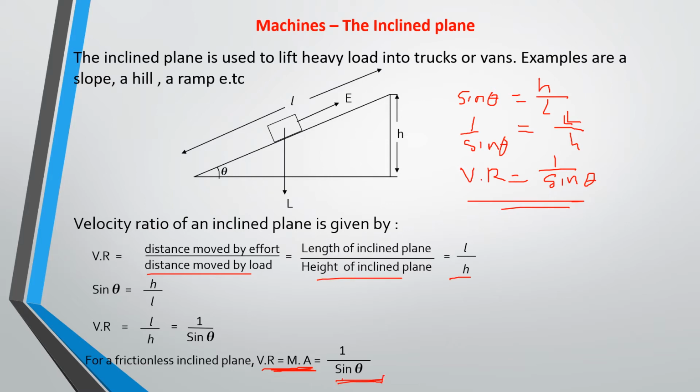So what you really need to take note of for inclined plane is the equation for velocity ratio. This is what you want to take note of. Velocity ratio of an inclined plane is equal to 1 over sine theta. Is that okay? If you are clear with that, we can solve one problem also.